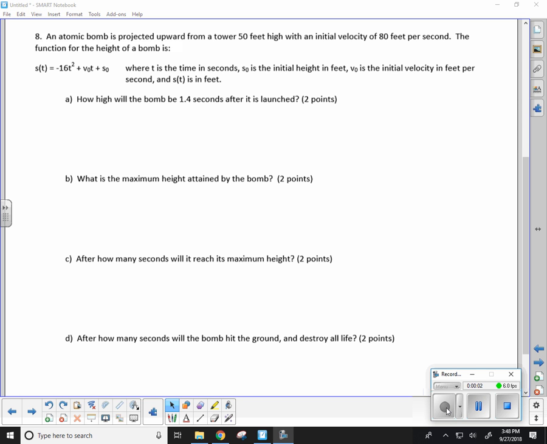Now we have our last question. This is the application. So we have the atomic bomb is launched upward from a tower 50 feet high. So that's going to be our starting height. And then an initial velocity of 80 feet per second. That's going to be V0.